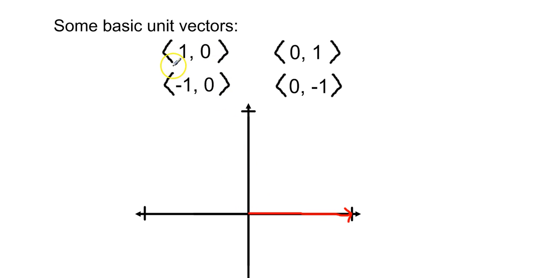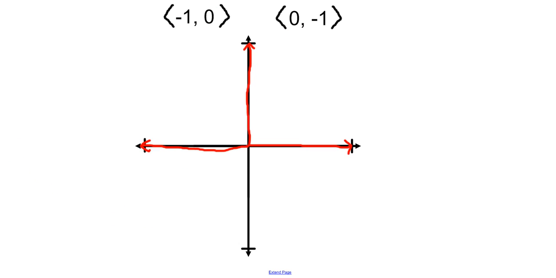This would be (1, 0). (0, 1) would go straight up, and all of these have a length of 1 here, as you can see as I plotted these points. (-1, 0) would look like this. That was not a great line, but you get the picture. And (0, -1) would go straight down, all plotted from the origin. These are the most basic unit vectors.